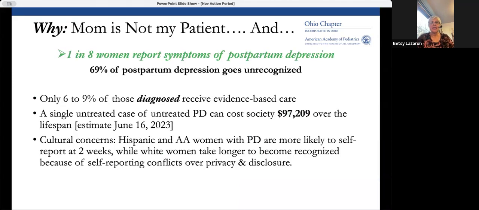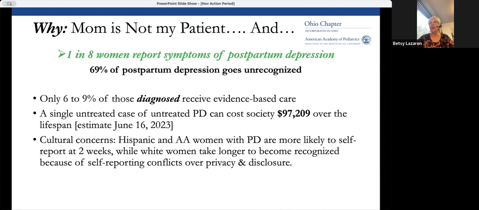And sadly, almost 2/3 of women with postpartum depression, it's never recognized. It's never screened for. They don't have a label for it. Of those women who do get their depression labeled, less than 10% of them who are diagnosed actually receive evidence-based care. And why is this important? A single untreated case of postpartum depression can cost society almost $100,000 over the lifespan.